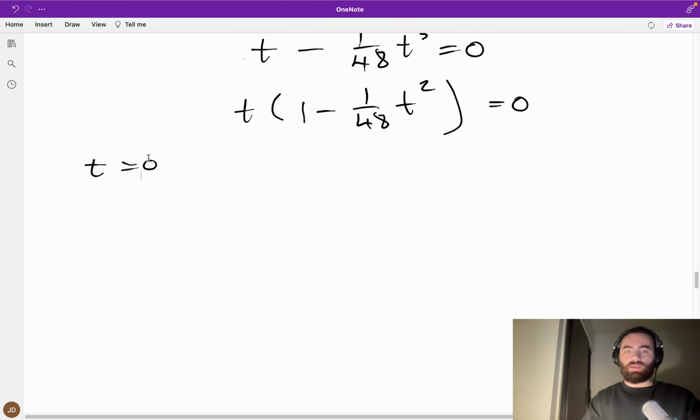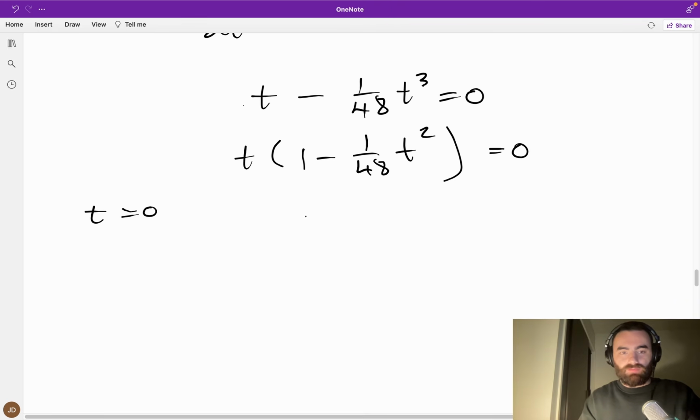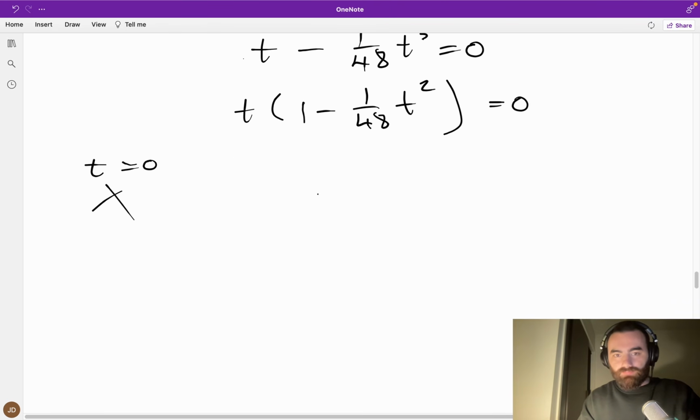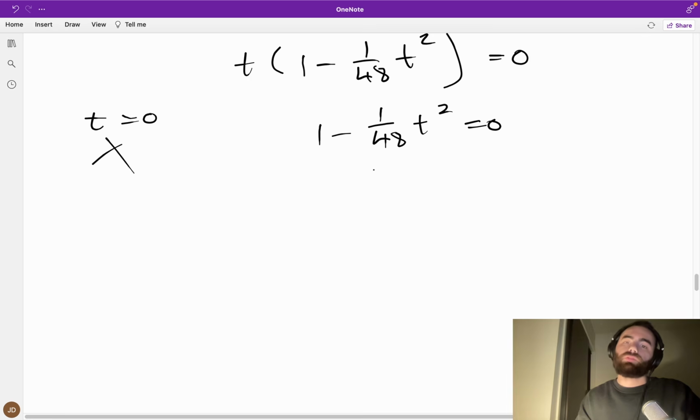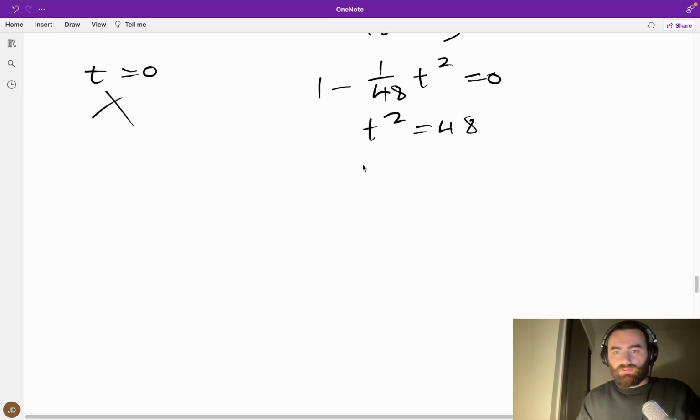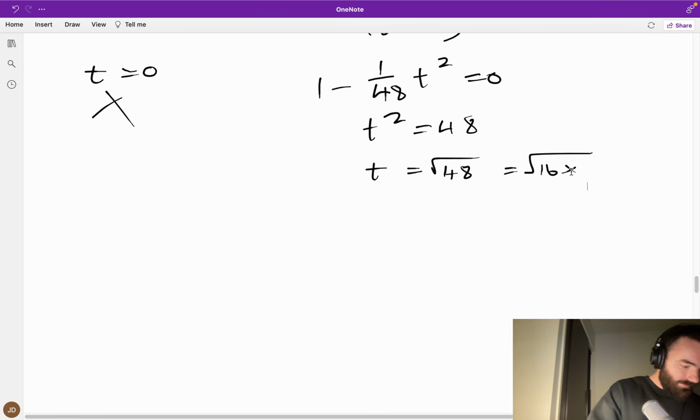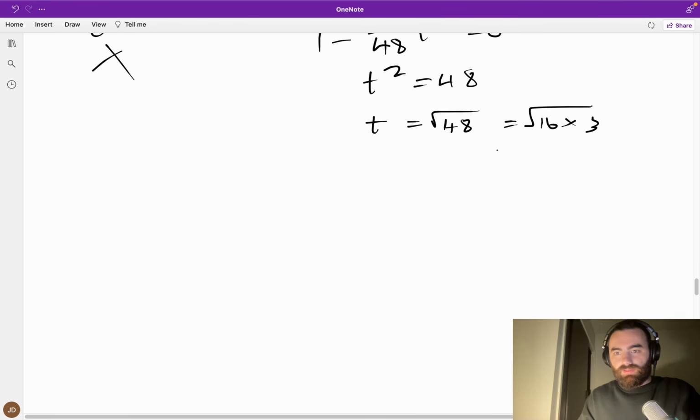Because it's going all the way and then coming back. But it's not going to be that. It's when 1 minus 1 over 48 t squared equals 0. So t squared equals 48, so t equals the square root of 48. Again, I could do that as square root of 16 times 3, so this equals 4 square root 3.